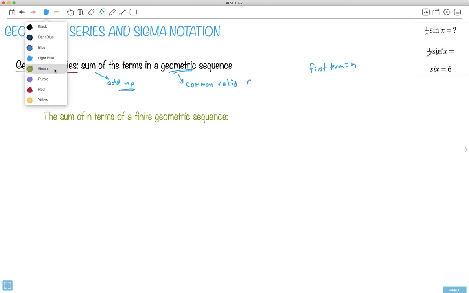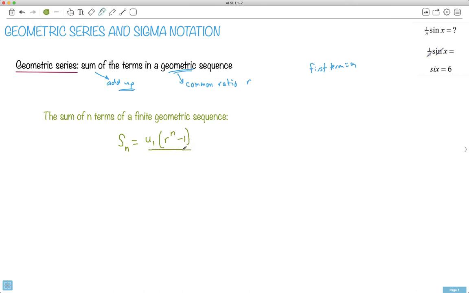So in your formula booklet, they actually have this equation for you as well. We write S for the sum, n for the nth term, so it is the sum of the nth term. Now it's defined by U1 times (R to the n minus 1) over (R minus 1). It just depends on which term you want. Now we have another version of it as well: you can say U1 times (1 minus R to the n) over (1 minus R). So this is the equation that we're going to be using. It's going to be helpful for us.